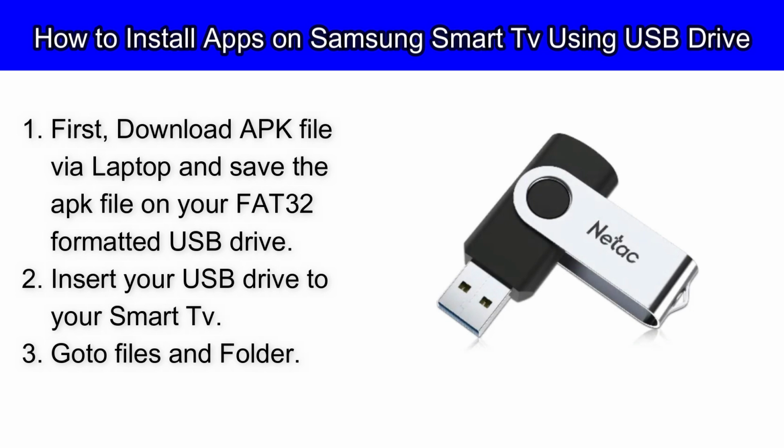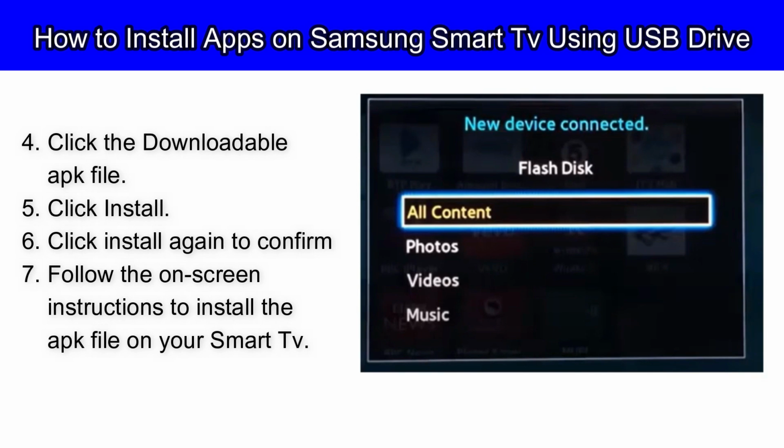First, download the APK file via laptop or computer and save the APK file on your FAT32 formatted USB drive. Then insert your USB drive into your smart TV. Go to Files and Folder. Click the downloaded APK file.